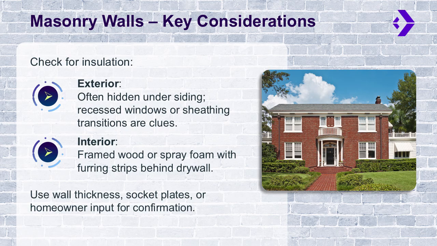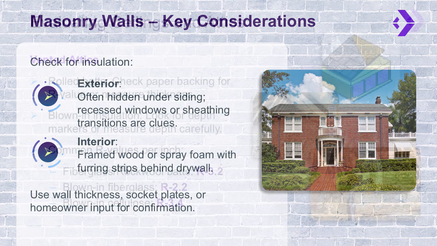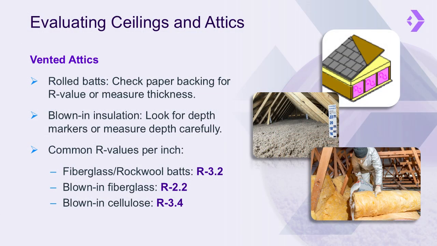For internal insulation on masonry walls, it's often framed wood on the inside of the wall, covered with drywall. Other times it could be a spray foam layer with furring strips to hold the drywall. Looking at overall wall thickness behind socket plates and around wall transitions can give you hints of what insulation levels are present. Next, let's look at ceilings and attics.